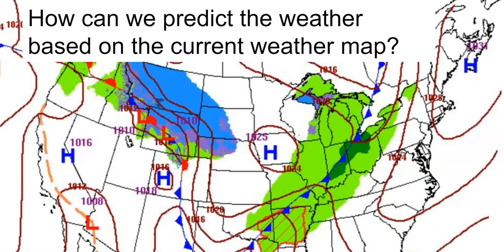How can we predict the weather based on the current weather map? Okay, so now we have to put all these things together. We have to put our isobars, our isotherms, the high pressure systems, the low pressure systems, and the fronts together to be able to tell what kind of weather we're going to have.